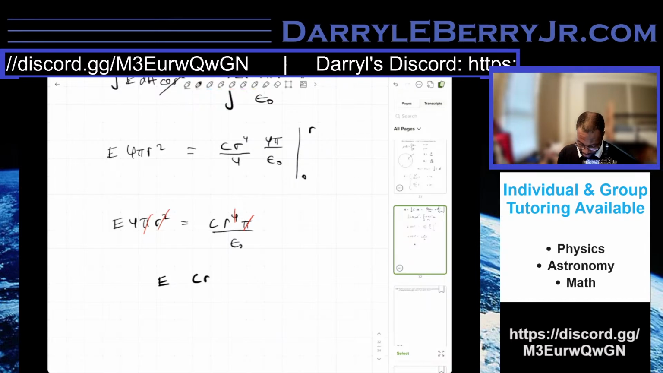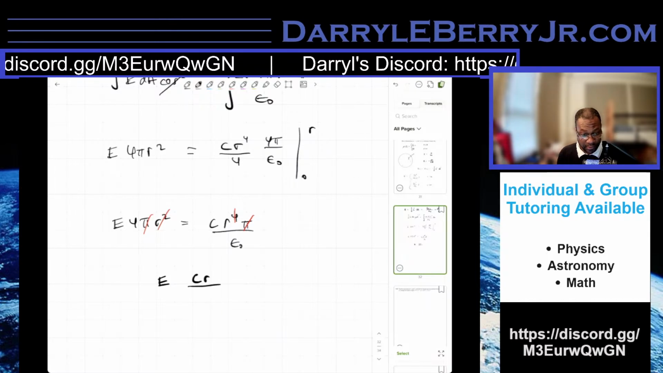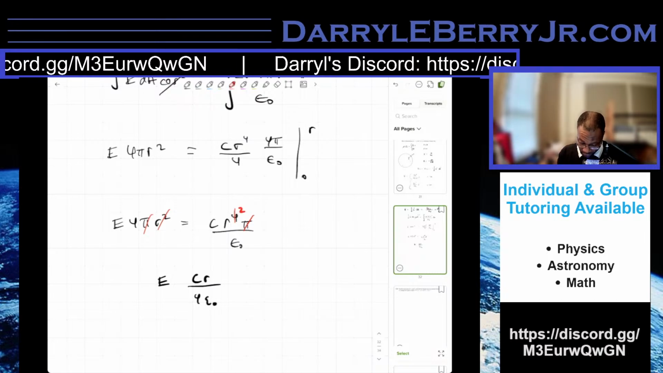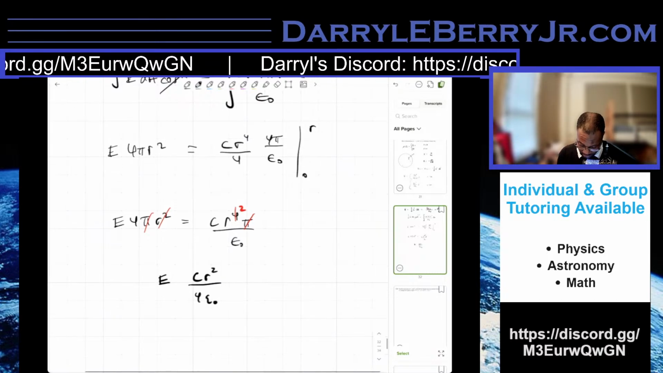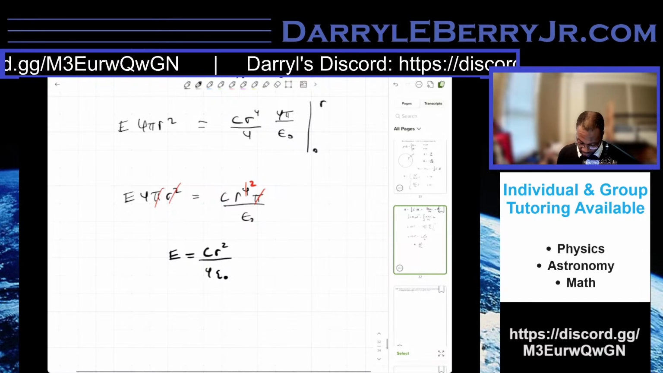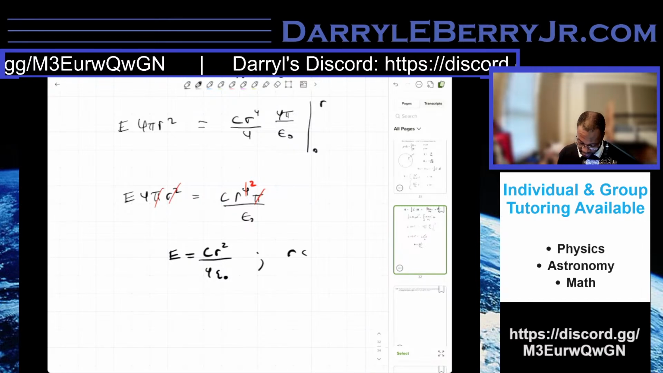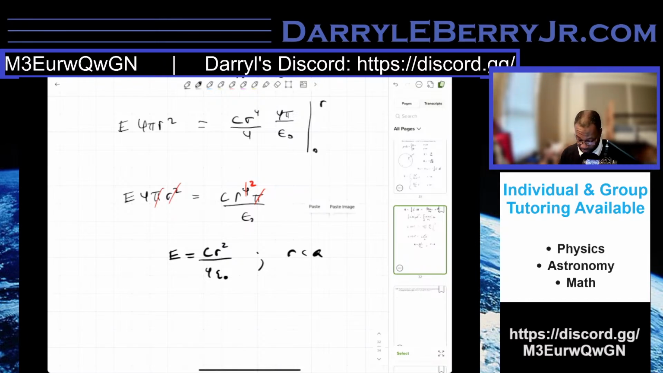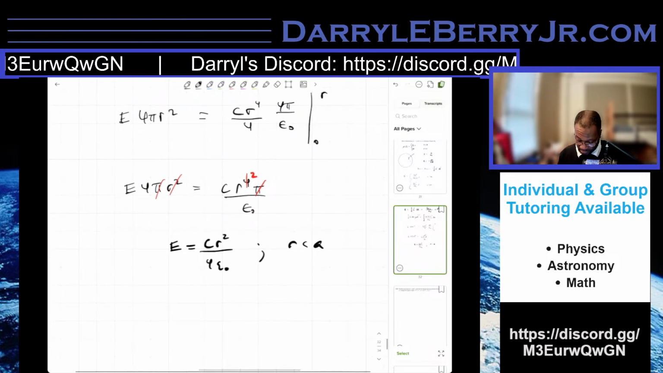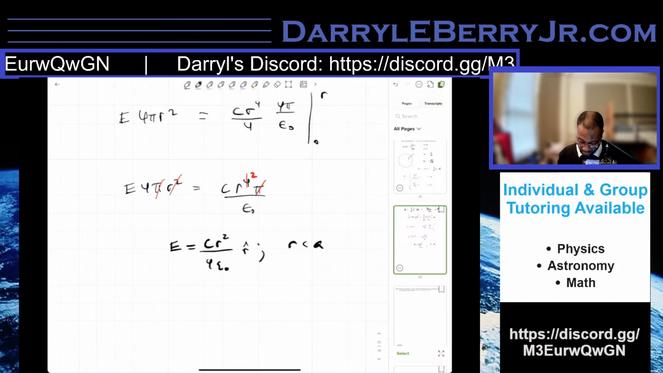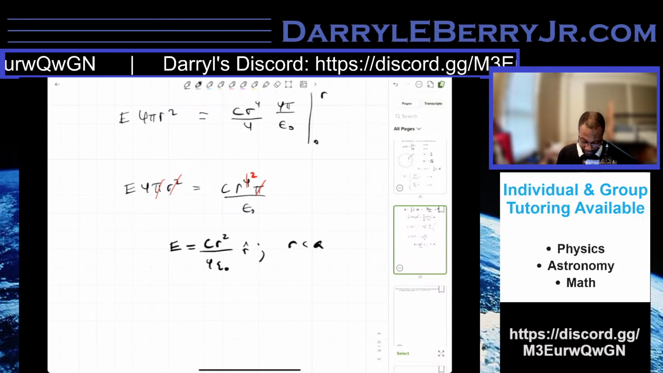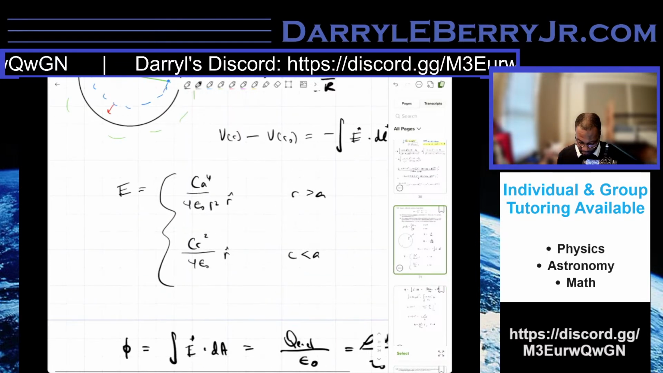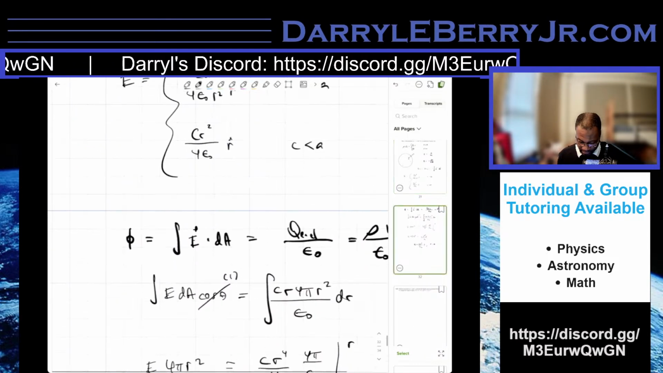E equals CR over epsilon naught. This is still squared. And it says for R is less than, say, A within the surface. And this will be in the direction going outward. That's the electric field, the radial electric field. All right. So that's a detail that I missed.